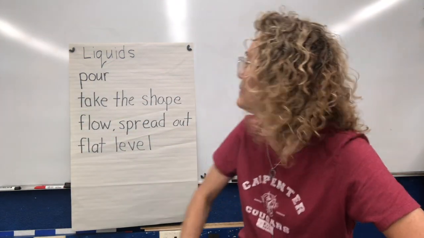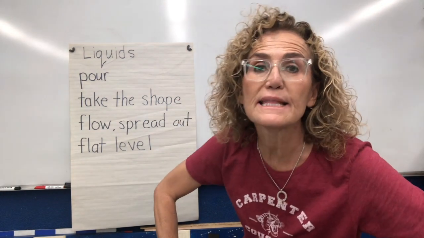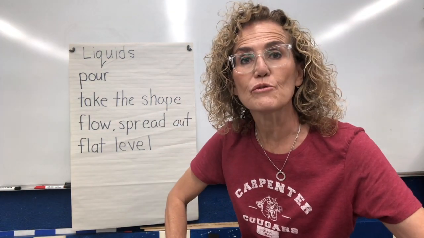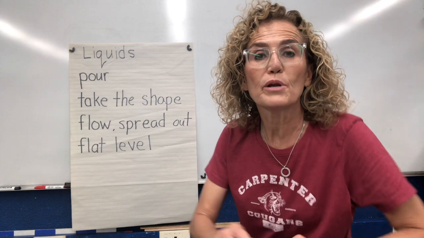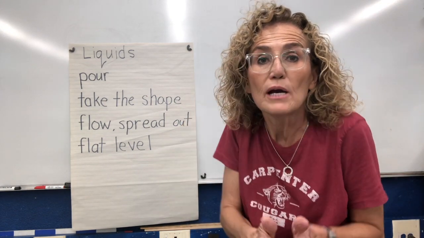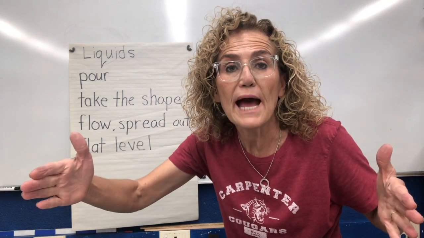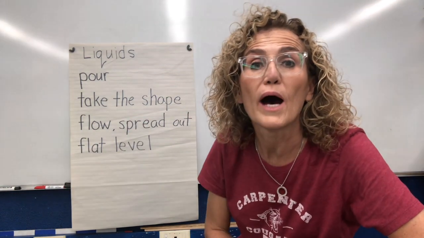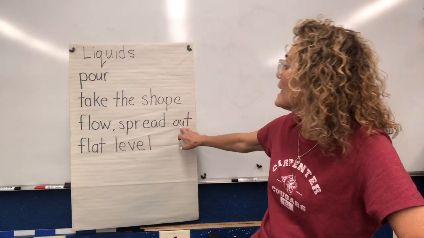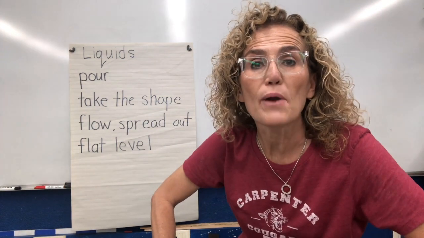Liquids pour. Liquids take the shape of the container they're in. So if we put them in a tall, skinny container, liquids become tall and skinny. If we put them in a wide, flat container, the liquids become wide and flat. Liquids flow and spread out.